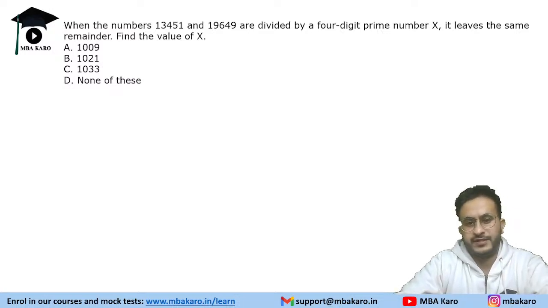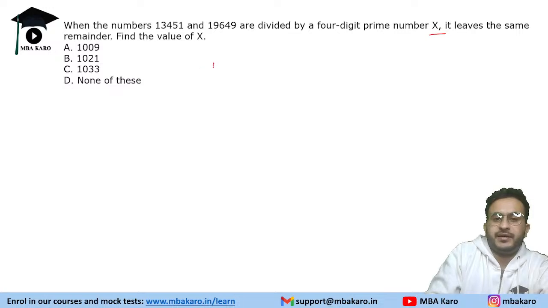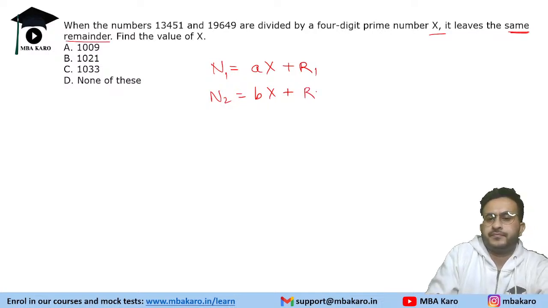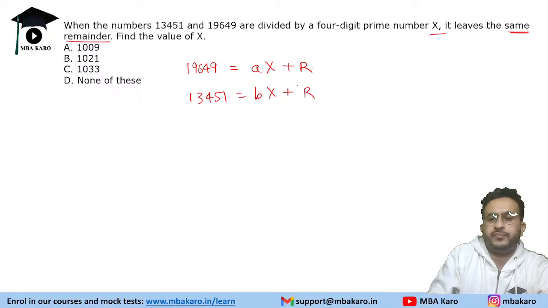So how are we going to do this? Let us say they are divided by x. So what is a number? A number is given by divisor times quotient plus remainder. So let us say a times x plus remainder, and the second number will be b times x plus remainder. It is saying that the remainder is the same both times, so r1 and r2 are the same, so we can write this as r. Just write those numbers. Write the bigger number first, that is 19649 is equal to ax plus r. Then 13451 is equal to bx plus r.